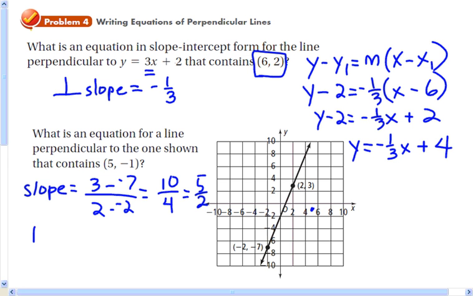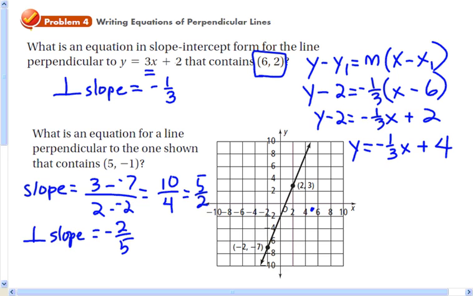So the perpendicular line slope is equal to the opposite reciprocal. So I'm going to flip 5/2. So the reciprocal is 2/5. And then make it a negative. And we have the opposite reciprocal.